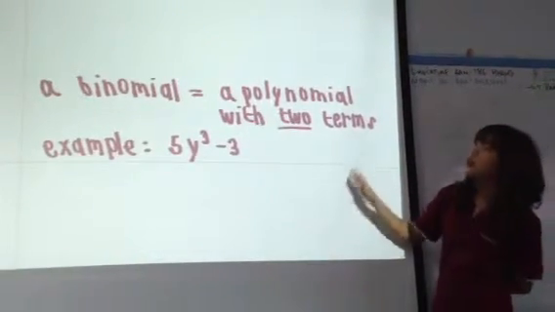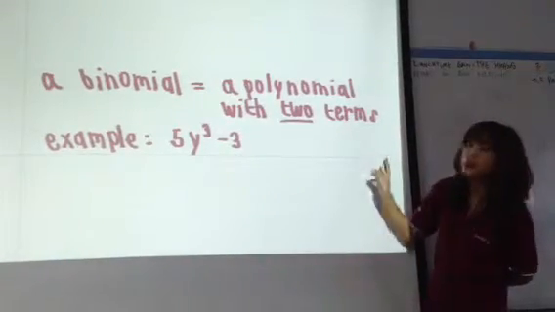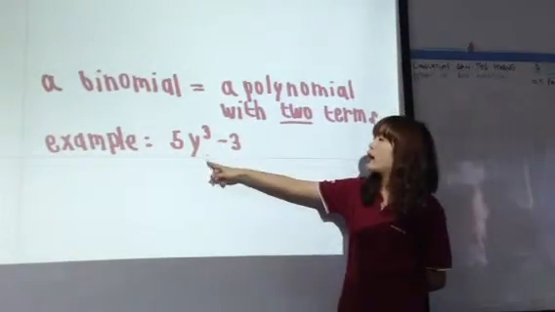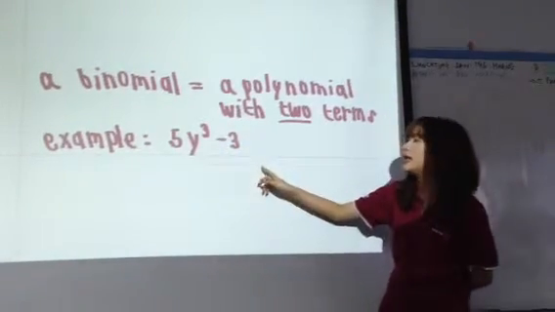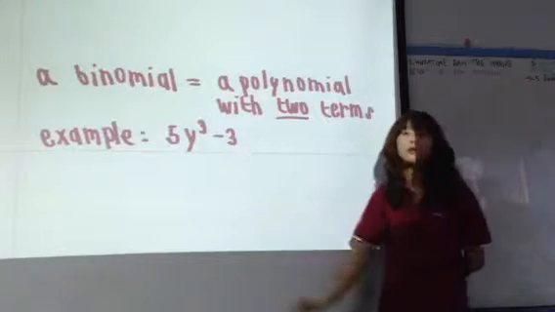Okay, so first, a binomial is a polynomial with two terms. For example, 5y cubed minus 3. This is one polynomial and this is another polynomial, which makes up a binomial.